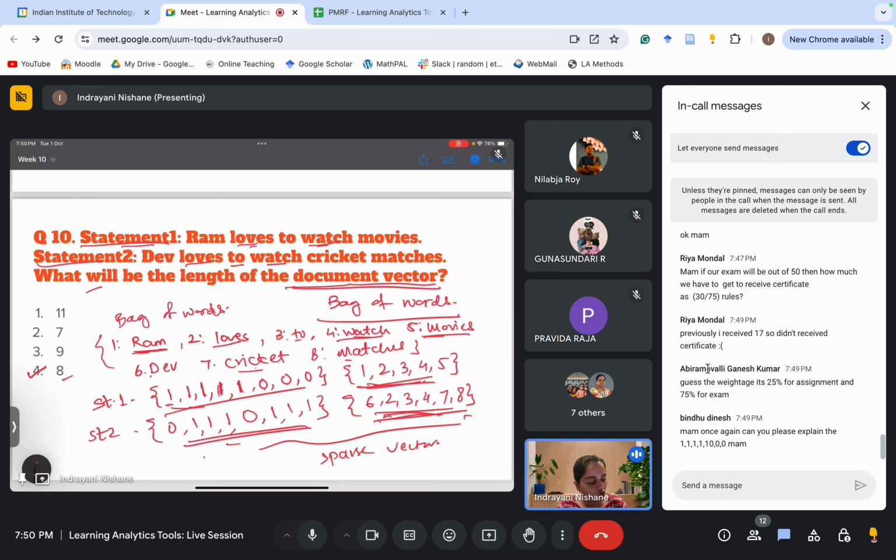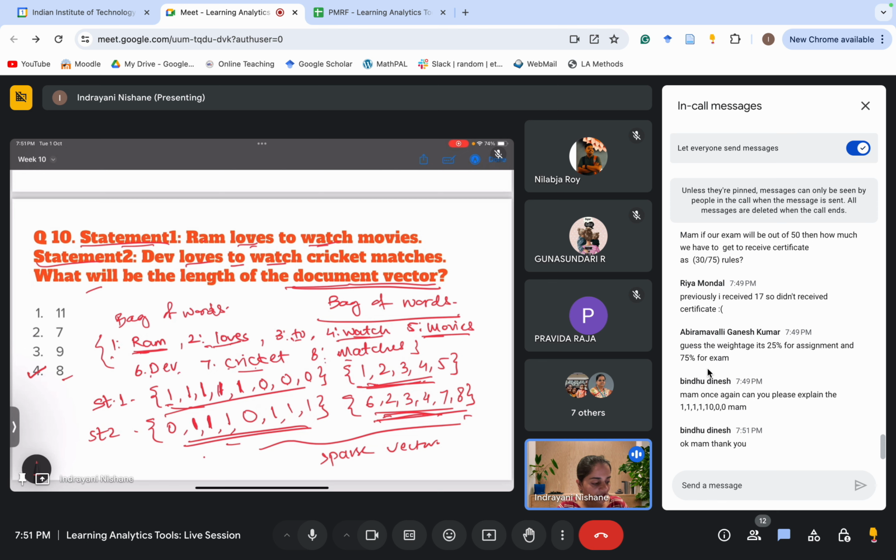Similarly, for statement 2, whatever word in this list was present, we have written 1 for that number. Like word 2, loves. Word number 3, to, was present. Word number 4, watch, was present. But word number 1, Ram, was absent, so 0. And word number 5, movies, was absent, so 0. The sixth word is Dev, which is present in statement 2, so 1. Then cricket matches, word numbers 7 and 8, are present in statement 2, so 1 and 1.